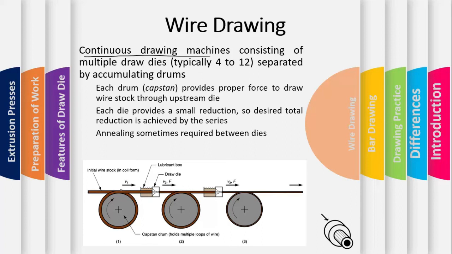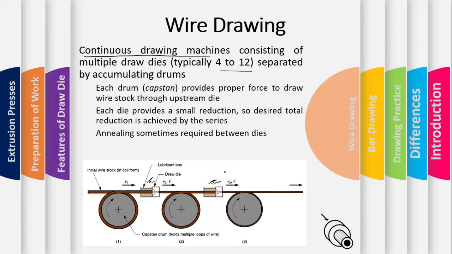A single wire passes to the first die, then it passes to the second die, and so on and so forth. So we progressively reduce the diameter of the wire, because in the case of wire drawing we have to achieve a very small diameter. We don't do it all at once, we do it progressively, passing through the first die, then the second die, and so on, based on our requirement. So we have multiple draw dies, typically ranging from 4 up to 12.